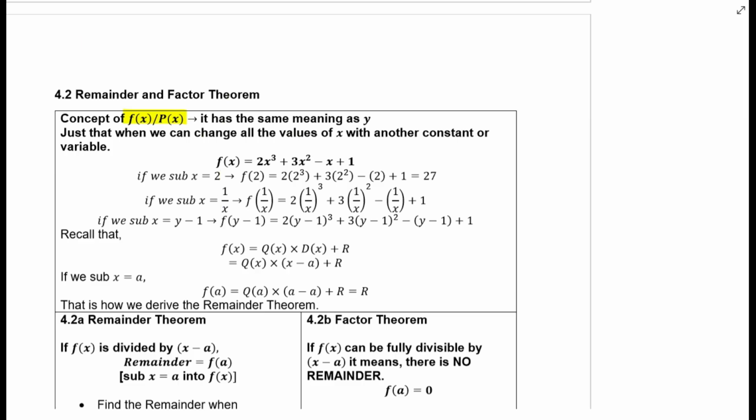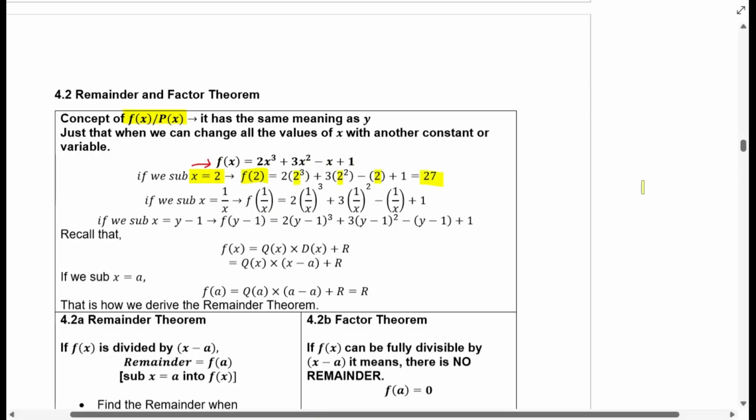So let's say we have this polynomial. If we sub x equals to 2, we will present this as f(2) instead of f(x), showing that your x is substituted by 2. Subsequently, all your x in your equation will be replaced by 2. Therefore, you end up with a number, 27. And that's if you're substituting a constant.